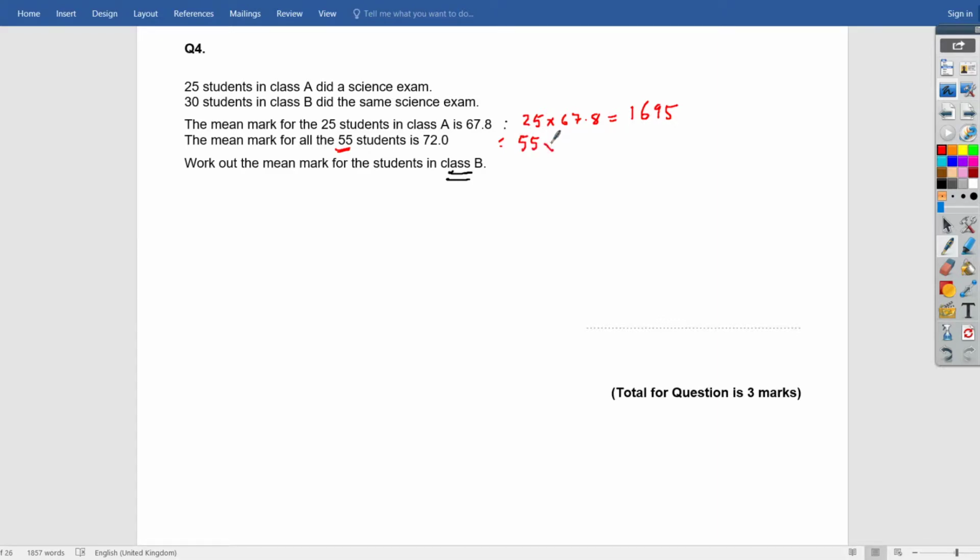Now similarly, if I get all the marks scored by these 55 students, that's 55 students, and the mean means each student on average scored 72 marks. If I do 55 times 72, I'll get 3,960. Now, this is my total class, this is my Class A, this is the total.